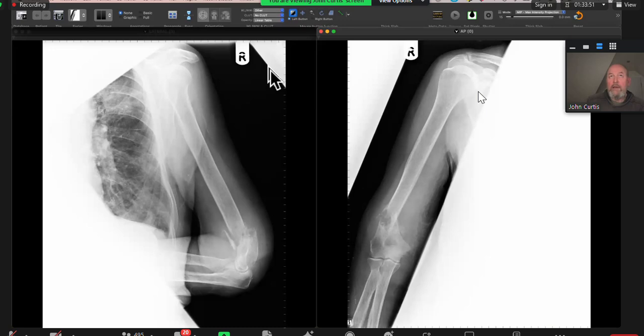Right, because the marker is on the right side. Yeah, so it's the right side. Okay, don't worry. So there's a mass lesion in the right upper lobe, and there's a pathological fracture through the distal humerus. Yeah, well done.